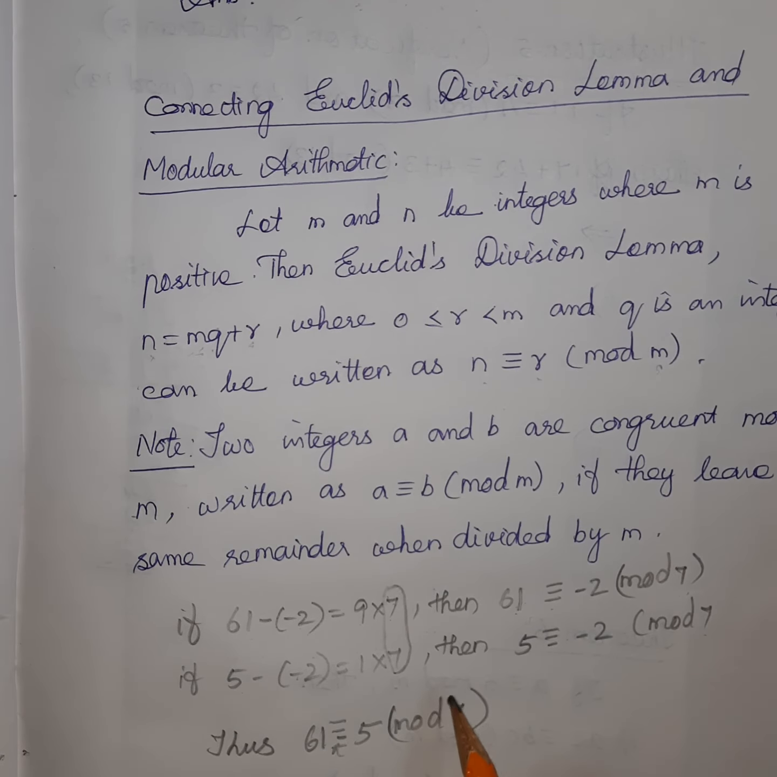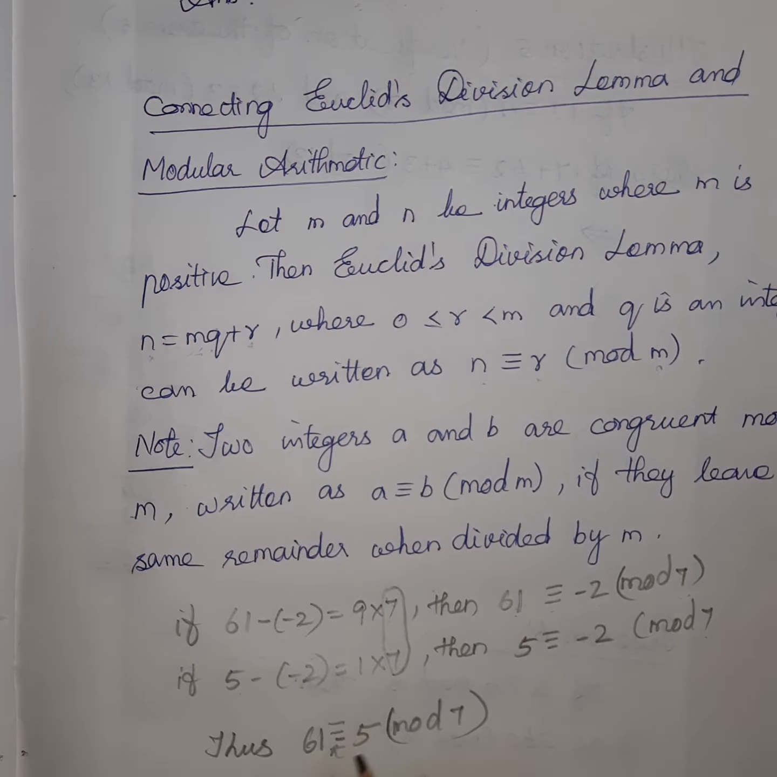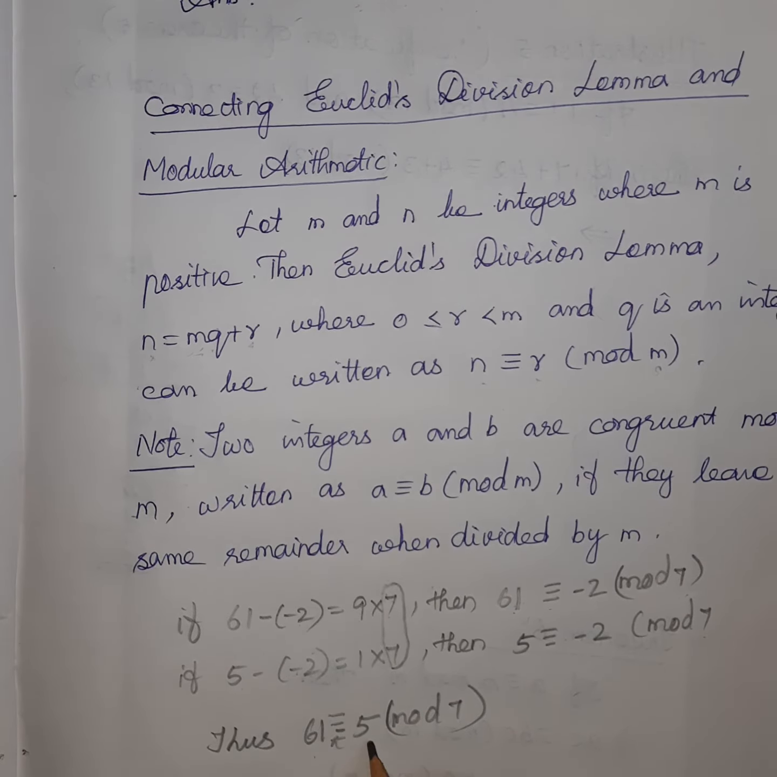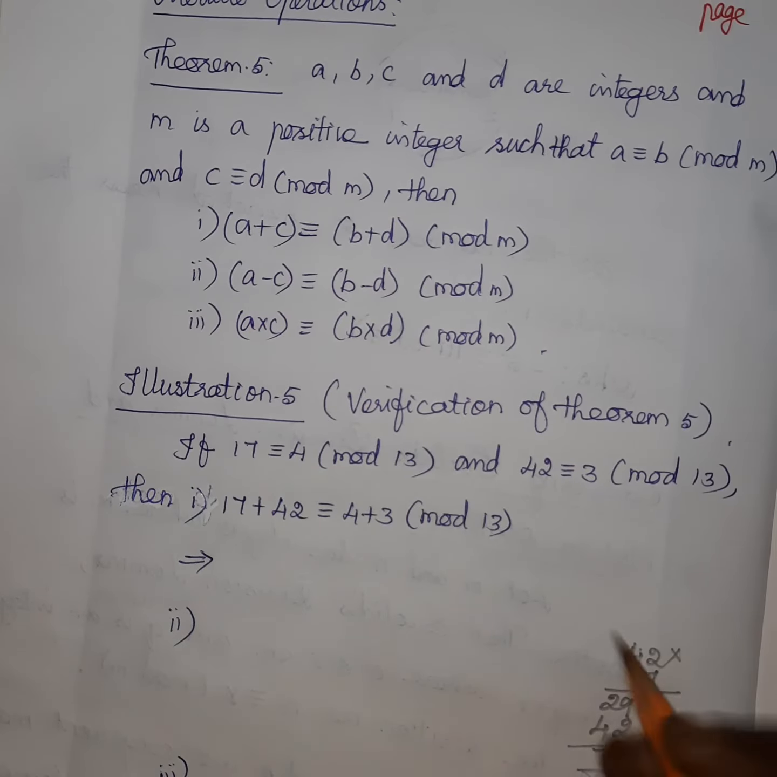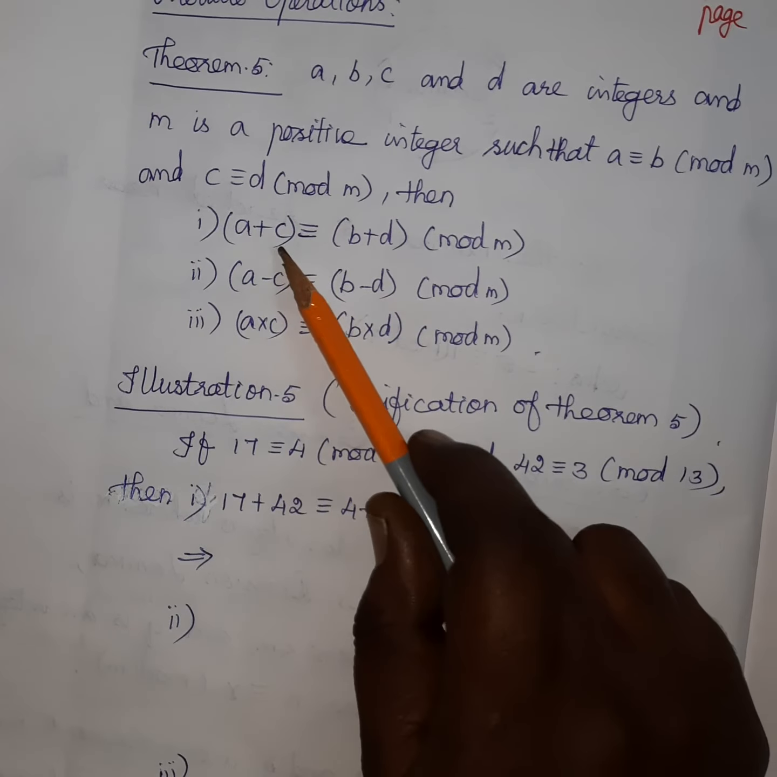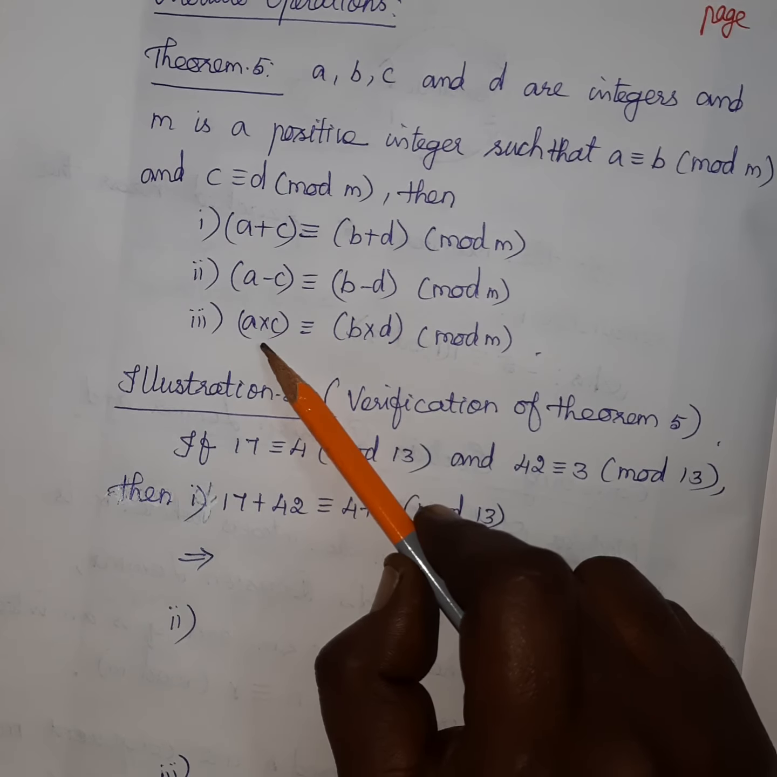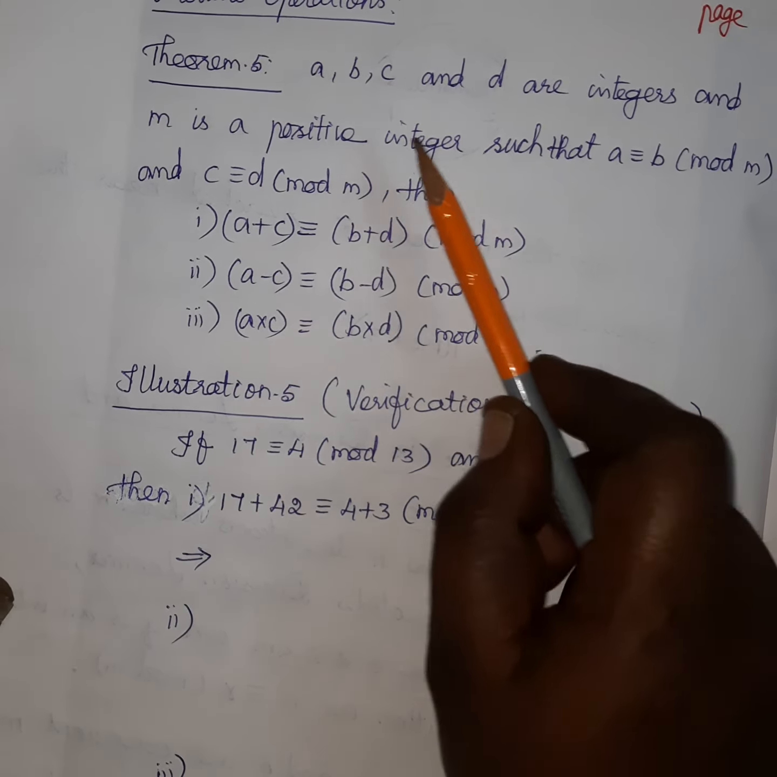So using the Euclidean division lemma, we can write this together. So 61 is congruent to 5 mod 7. Okay. Here you can see the modulo operations. Normally we use plus, minus, multiplication, the operations on numbers. The same we can use in modulo also.